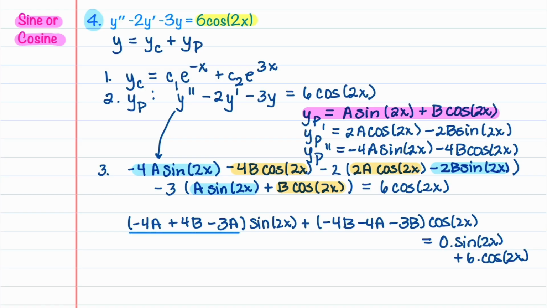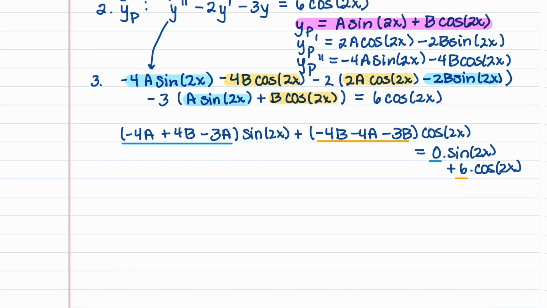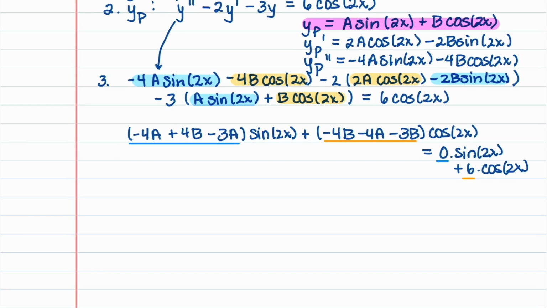This expression has to be equal to 0, and then this expression has to be equal to 6. Let's go ahead and write these down and combine what's inside our parentheses. We have a minus 4a minus 3a, so this is minus 7a plus 4b, and that's equal to 0. And then we have a minus 4a minus 7b is equal to 6. This is a system of 2 equations and 2 unknowns. There's a lot of different ways we can solve this.